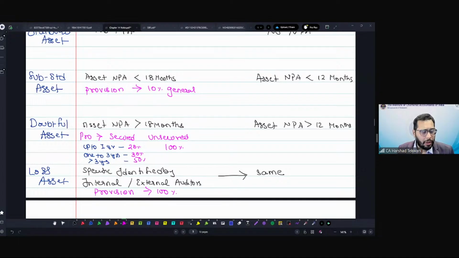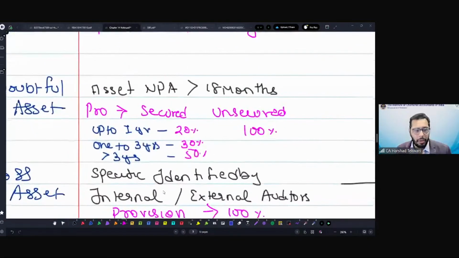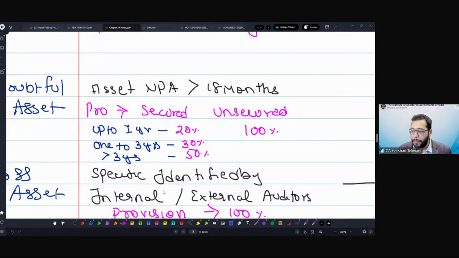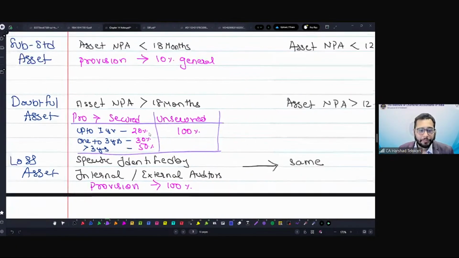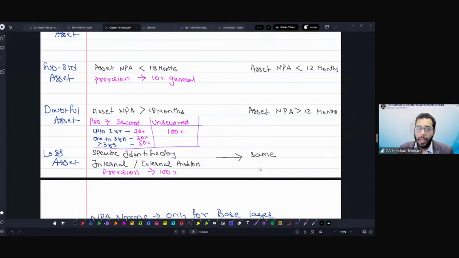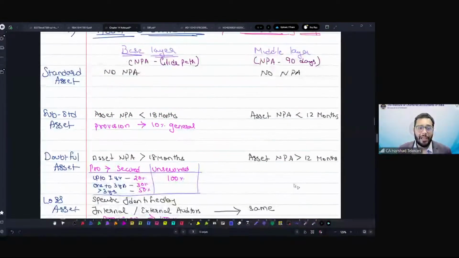I know I've written very small over here. I'll just zoom in for you guys. You can write it in your notes also. But this is how it works. So you have different provision requirements when it comes to the secured, but when it comes to the unsecured, you have a flat 100%. So this is the provision requirement for the doubtful asset. Clear? That is how the provision is required to be calculated, and why we are doing this calculation: to understand what amount of provision we are required to make on these assets.